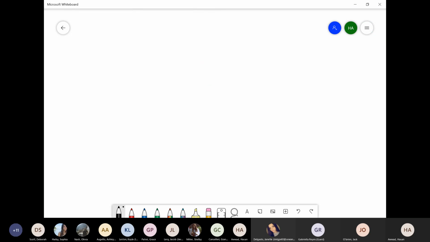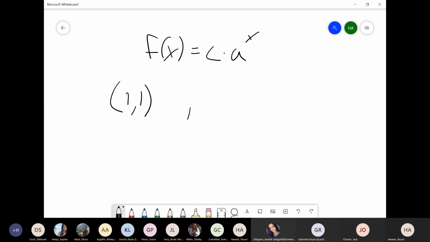Fantastic. So 35a, we have to find a function in the form of f of x is equal to c times a to the x. And we are given two solutions to this function. So the solutions that we're given are (1, 1) and also (2, 5).